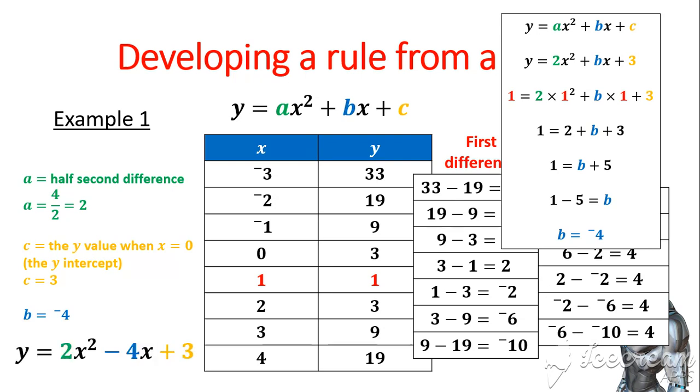So here's my final equation for this table in a parabolic function. y is equal to a, which is 2, x squared, minus bx, and b is negative 4, plus c, which is plus 3. So y is equal to 2x squared minus 4x plus 3.